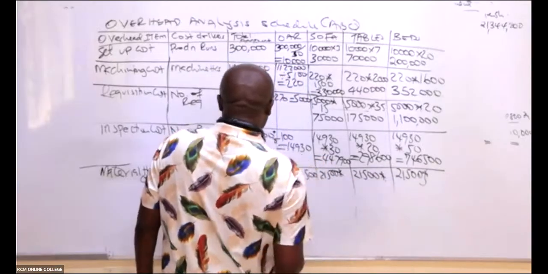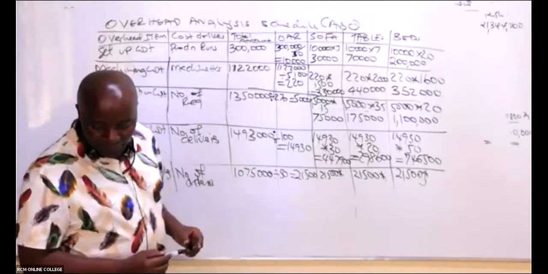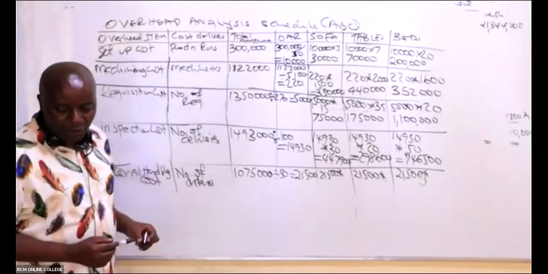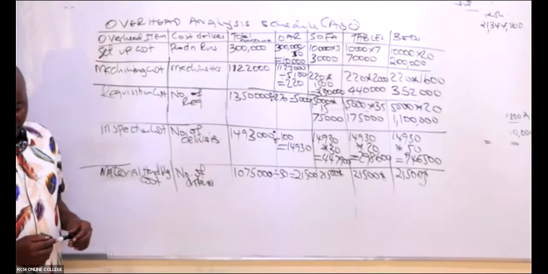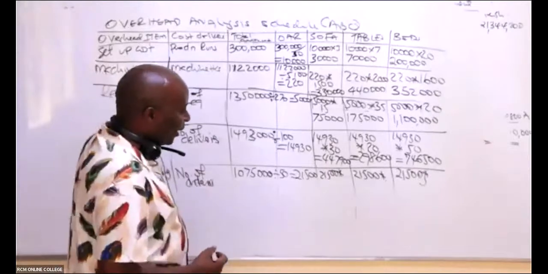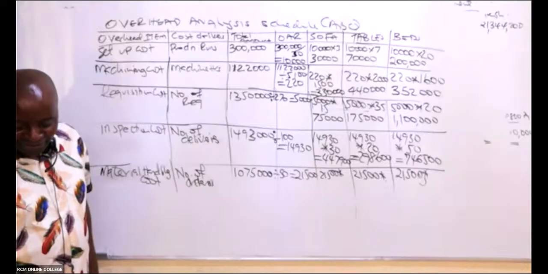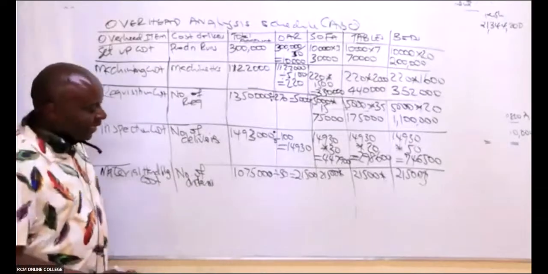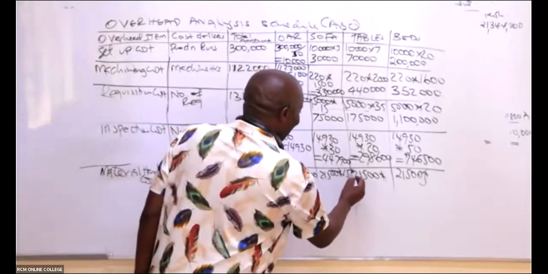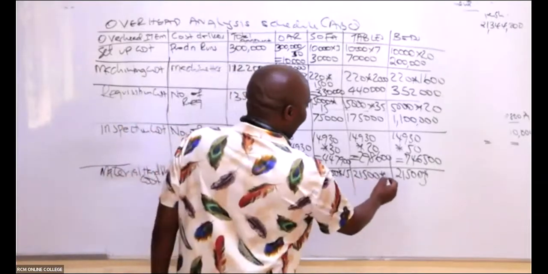So then are you able to give me the number of orders for sofa sets? Number of orders for sofa sets? 22,500. Number of orders. 15, eh? Number is 15. How about tables? 10, eh?